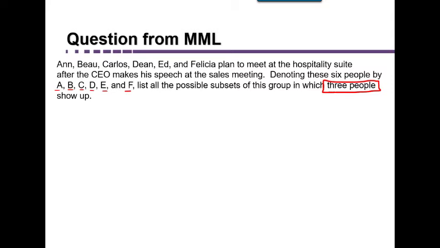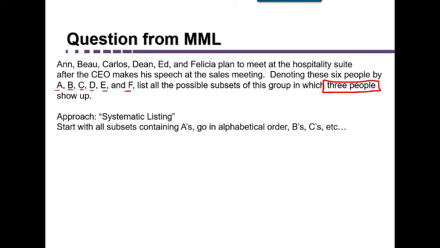Okay, so this problem is a little bit different than the other problems. In the other problems, they asked us to list all of the subsets. So the most efficient way was to make a tree diagram. But in this case, they're not asking us for all. They're only asking us for subsets of size 3. So you don't actually have to make the tree diagram.